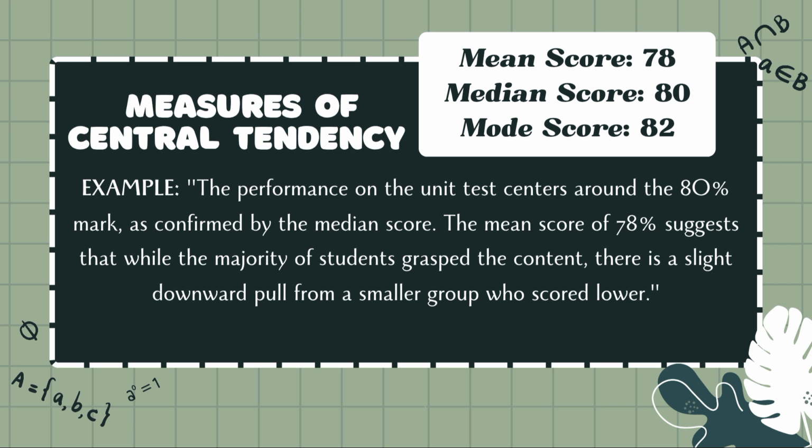And lastly, the mode 82, which is the most frequent score, being the highest of the three measures 82, 80, 78, reinforces this interpretation. The most common score is slightly above the middle score 80, which further confirms that the bulk of the class was successful, but a few low scores pull the overall average 78 down.